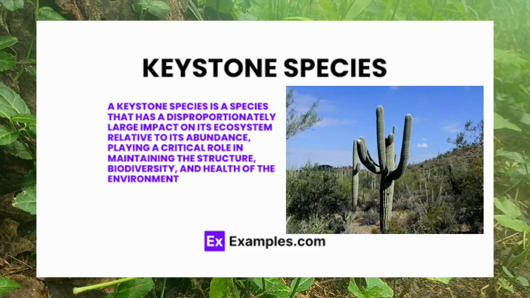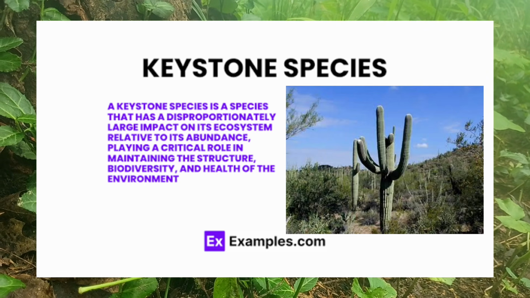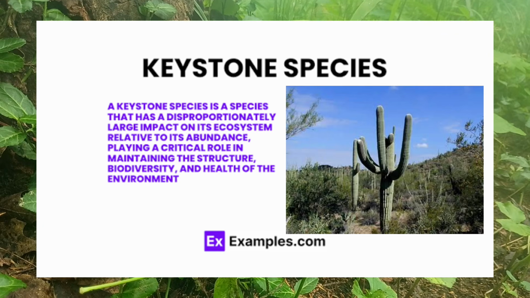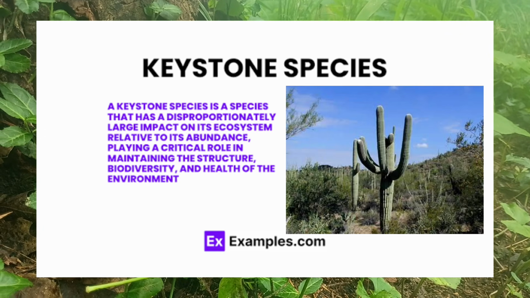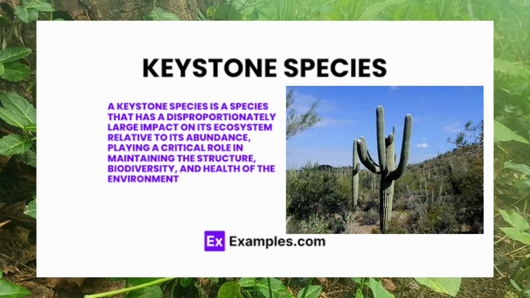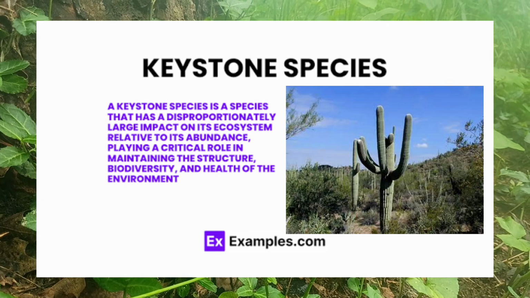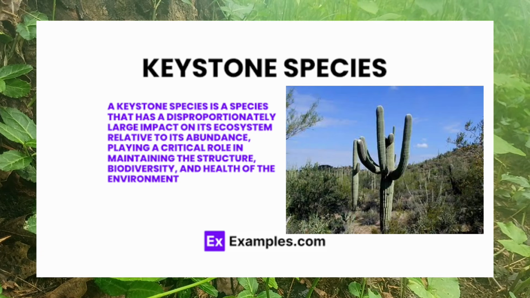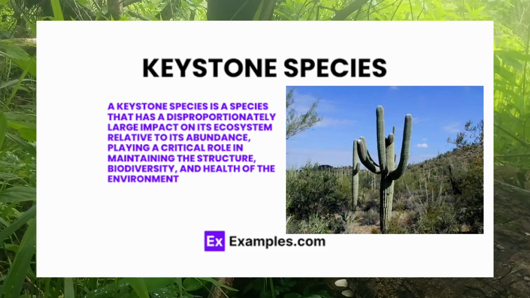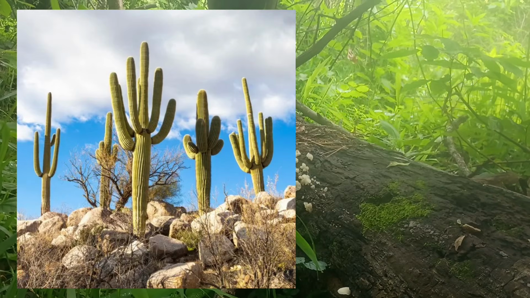There's also keystone species, and these are species with a disproportionately large impact on the environment, like the saguaro cactus in the Sonoran Desert, for example. They provide habitat for woodpeckers and other birds. They produce nectar and fruit, like food for insects, lizards, rabbits, bighorn sheep, and coyotes. They bloom during the dry season, so they become a critical resource in an otherwise underabundant time period.